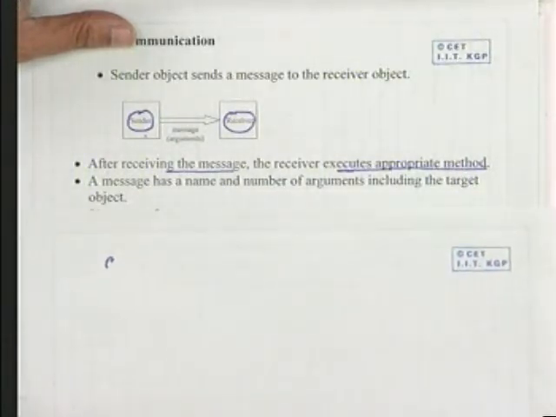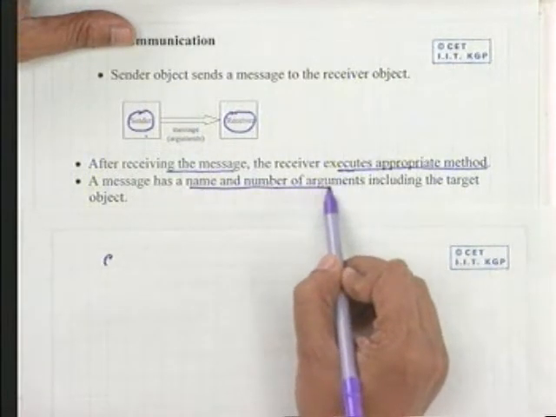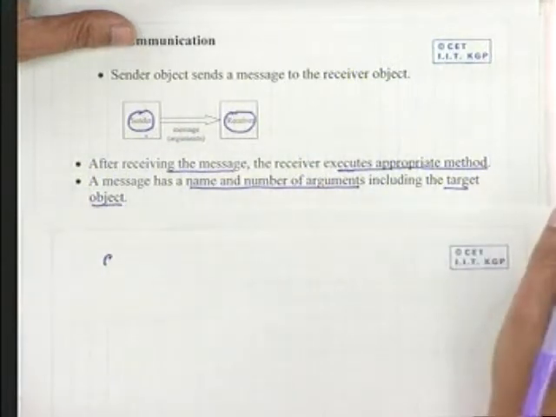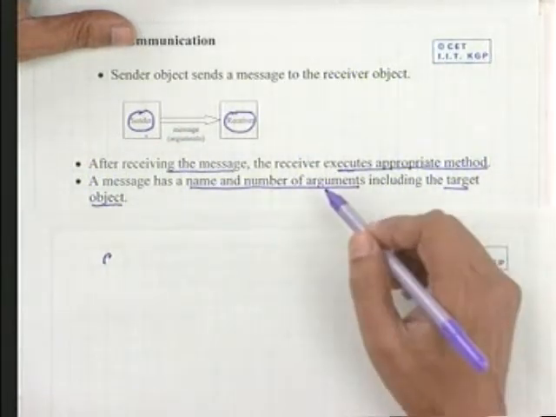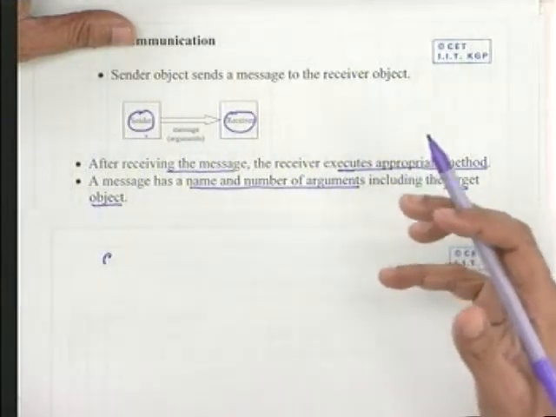Therefore, each message will have a name and a number of arguments, including the target object. Here, the number of arguments is identified, and the name will identify what the meaning of this message is, or what the sender wants the receiver to perform.